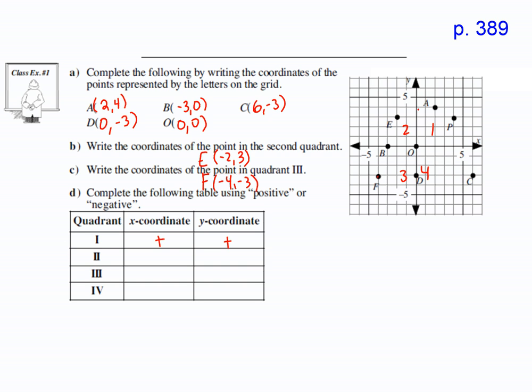And then first quadrant, X's and Y's are both positive. In the second quadrant, what? X is positive, Y is negative. No, no. X is negative, Y is positive. Third quadrant, X is negative, Y is negative. Good. And then last, fourth, positive, negative.